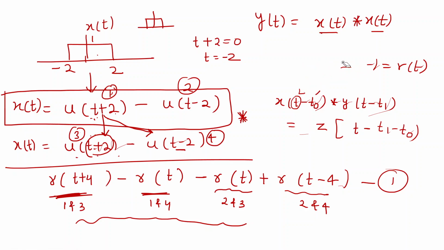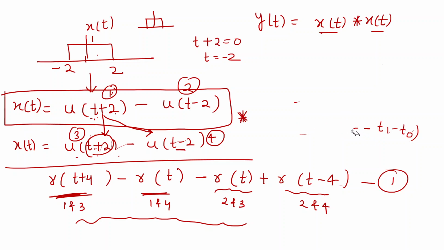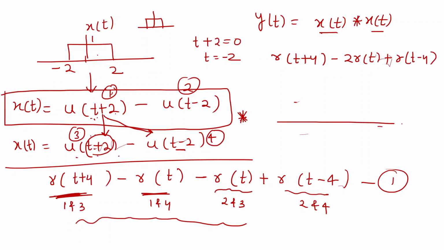I am just plotting here to understand it better. I am writing the equation r of t plus 4, this r of t gets 2 times r of t, plus r of t minus 4. Now let me start drawing the x-axis. r of t plus 4 is somewhere here at t equal to minus 4.